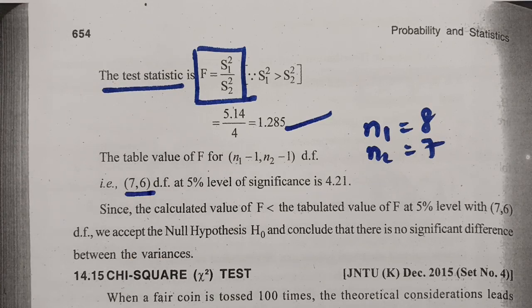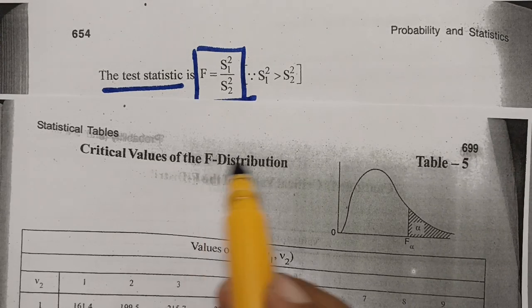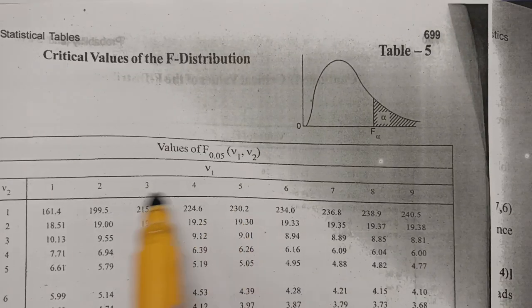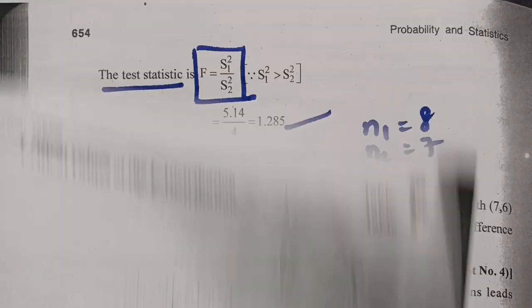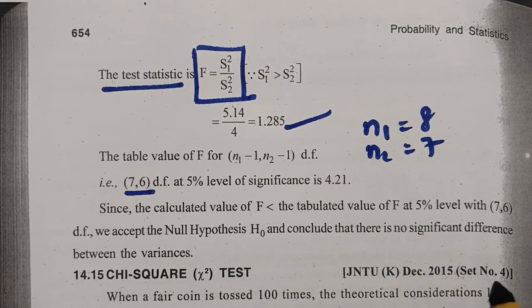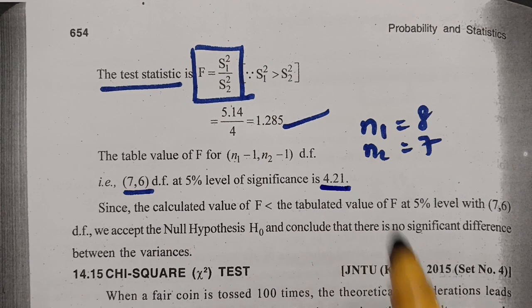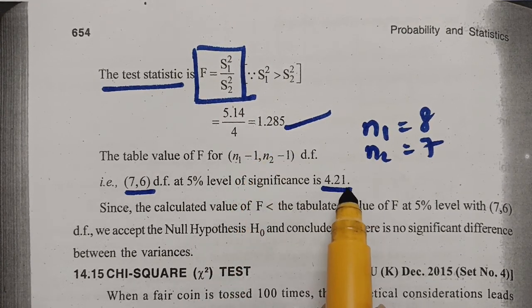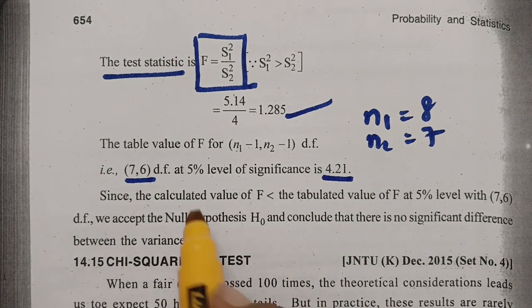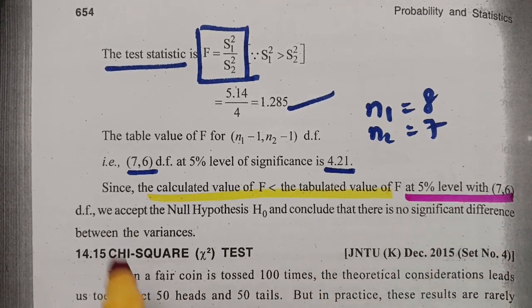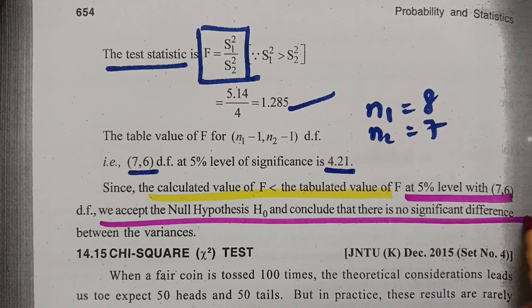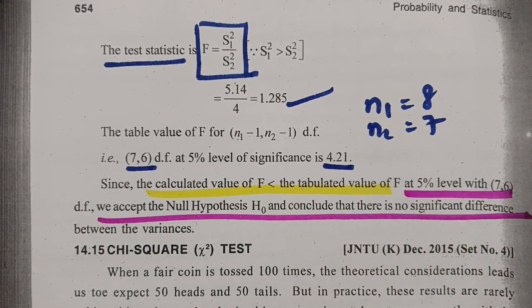At 7 comma 6, the tabular value from the F distribution: the first one is 7, so we go with 7, and next we go with 6. 7, 6, that is 4.21. The value here at 5% level of significance is 4.21. So this is the calculated value and this is the tabular value. As you can see very clearly, the calculated value is less than the tabular value. At 5% level of significance at 7, 6, we accept the null hypothesis and we conclude that there is no significant difference.